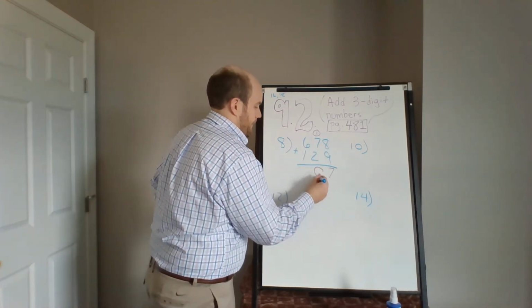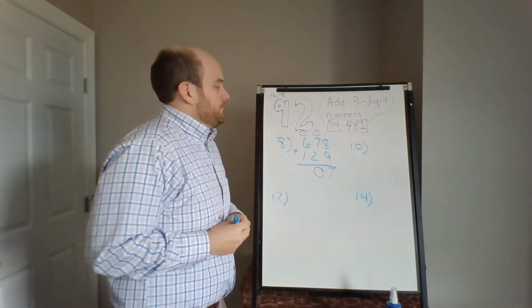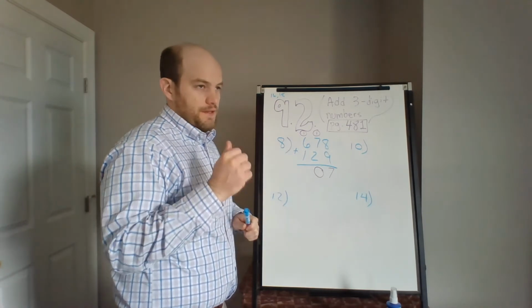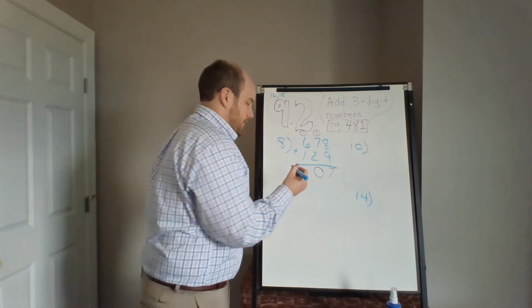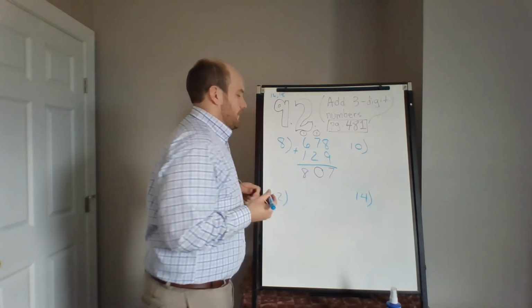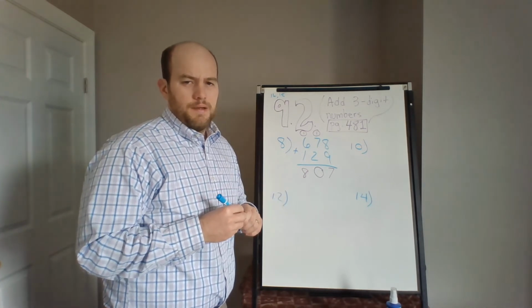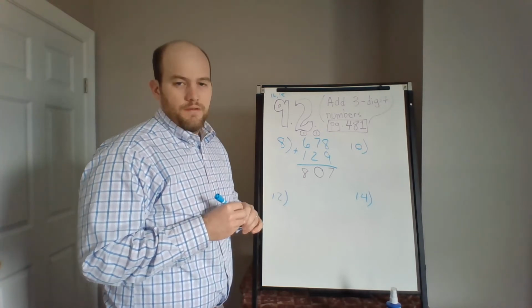All right. 6 plus 1 plus 1. 6, 7, 8. So that is your answer to number 8. Again, don't worry about the estimating right now. We're going to get our answers and we're just going to solve it this way.